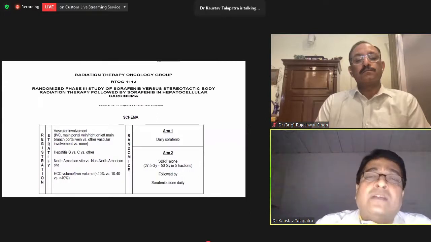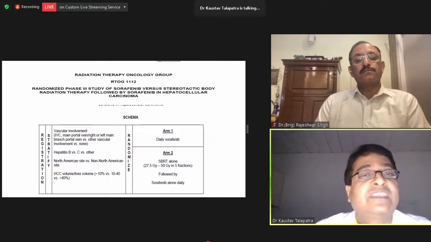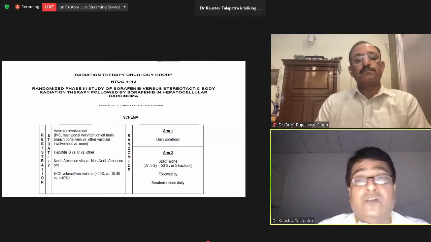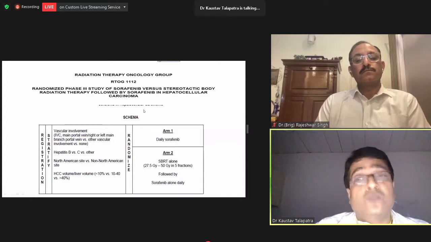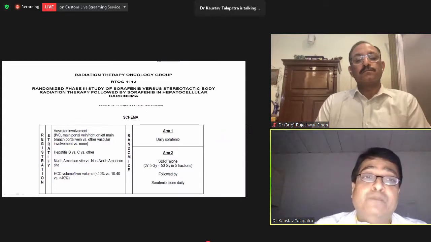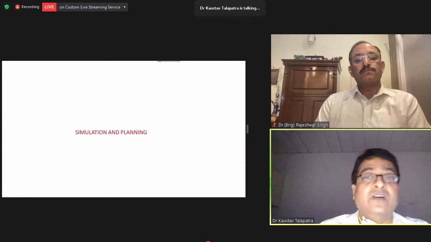IAEA has embarked upon a phase 3 randomized trial, that is SBRT versus TACE, but I do not think they have enrolled much. This is another landmark trial. We are awaiting the results. RTOG 1112: daily sorafenib versus SBRT followed by sorafenib. This is the stratification criteria, and I think we are going to have some enlightening results from this.